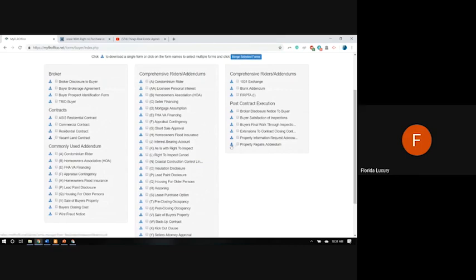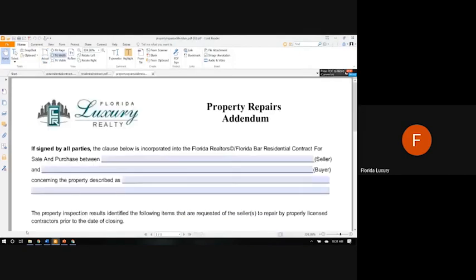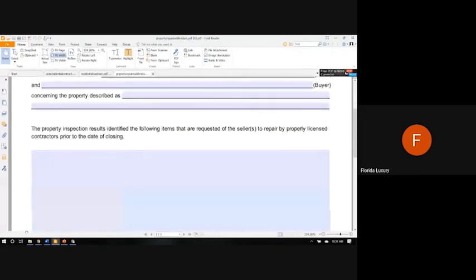The property repair addendum. So this is kind of what we were talking about with, we have an inspection and now repairs need to be made. What it says here is the property inspection results identified the following items that are requested of the seller to repair by licensed contractors prior to the date of closing. So what we're doing is we're just putting in there what needs to be done. And really, it should be itemized.